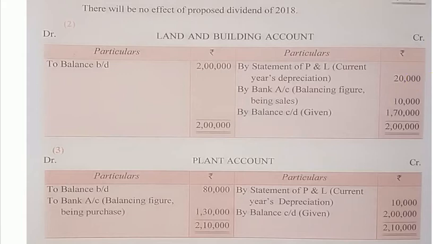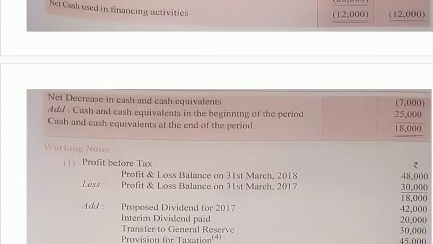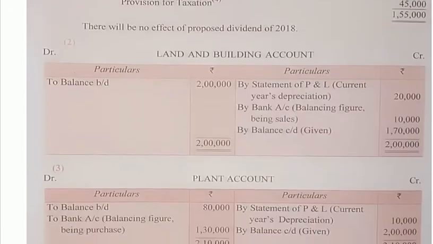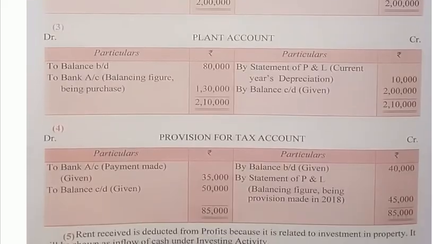So let us go to operating activity and see where depreciation is shown. Here it is: depreciation on land and building 20,000, and similarly depreciation on plant is also written here, 10,000. I hope this is clear. Now let's go back to our adjustments and see your second ledger. The second ledger is the plant account.